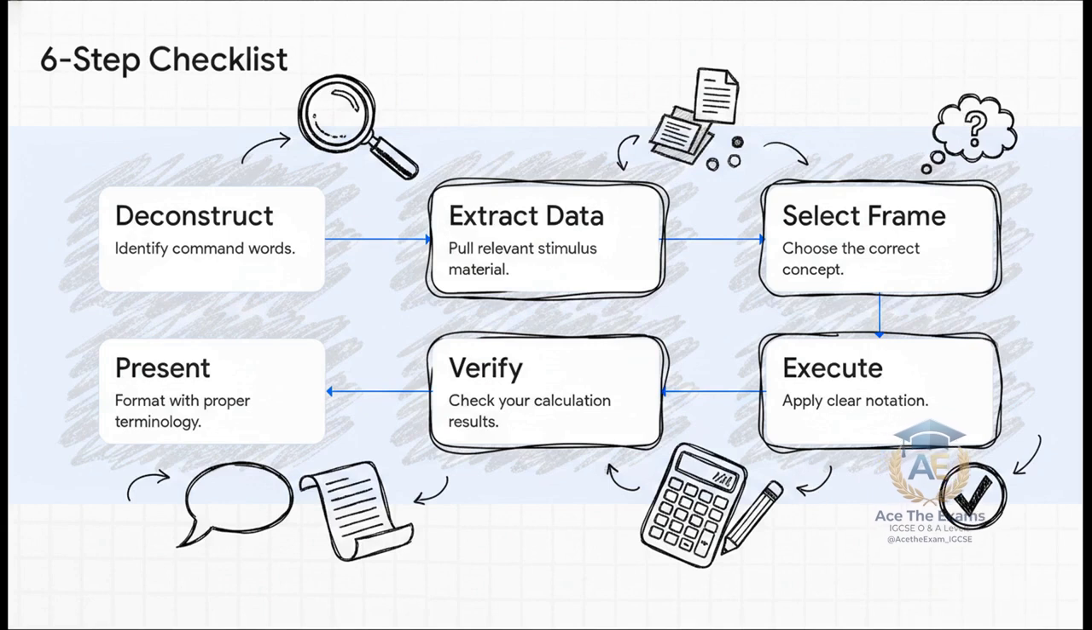How do we transition from theory to practical application? We leverage what I call the method mark strategy. Cambridge actually awards marks specifically for your process, even if your final calculation is a little off. To capture every single one of those method marks, you must use this 6-step procedural checklist. Step 1, deconstruct the question. Isolate the command word and the hidden constraints.